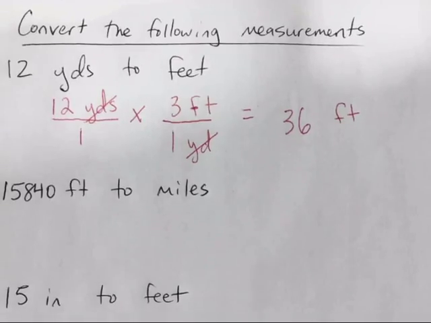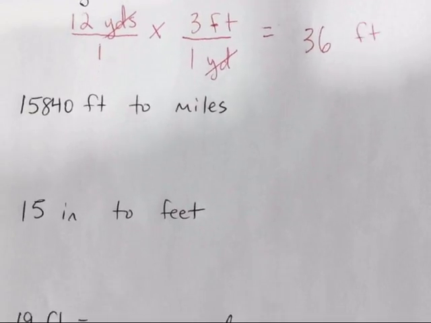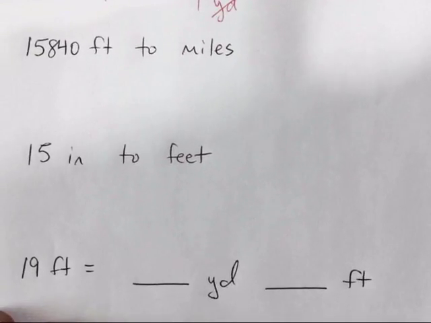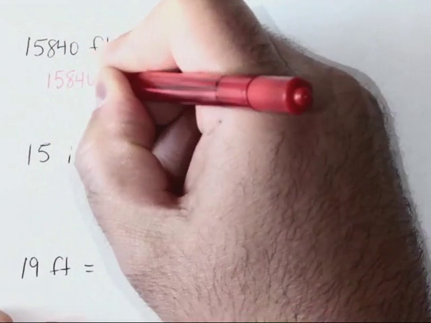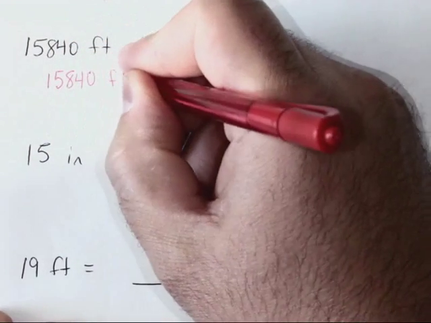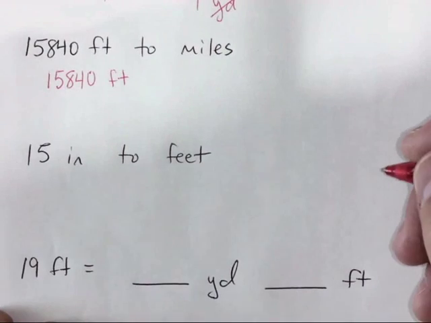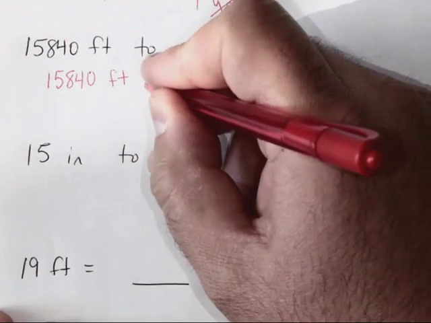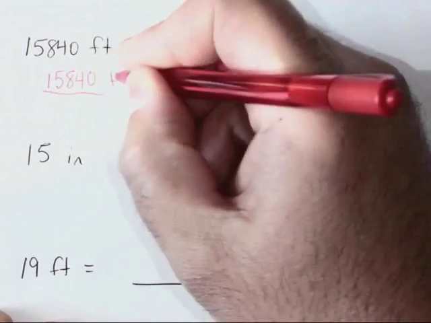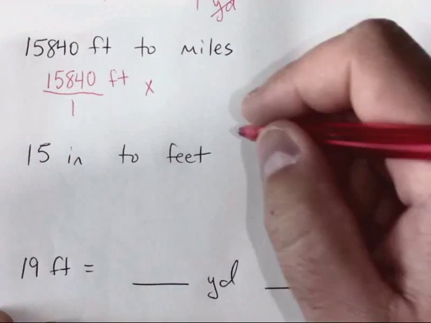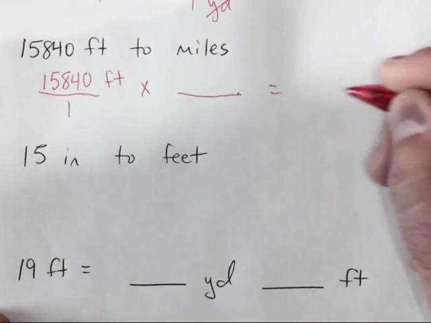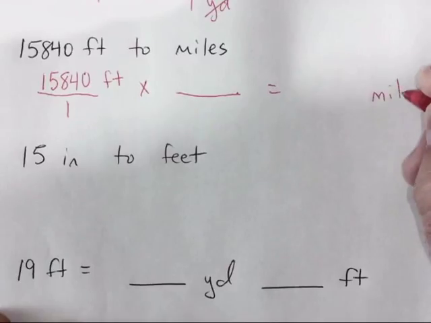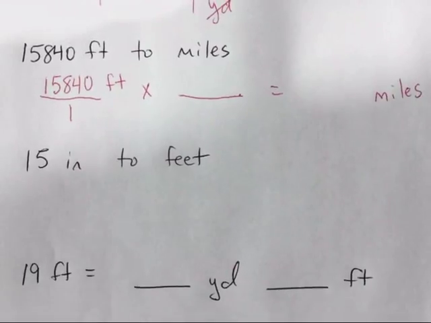All right, so here's another one. Convert 15,840 feet to miles. So I'm going to write down the amount that I'm starting with, which is in feet. I want to convert that to miles. I can put this over 1 if it helps me. So here's my unit fraction. The answer is going to be in miles. So I kind of get all that situated.